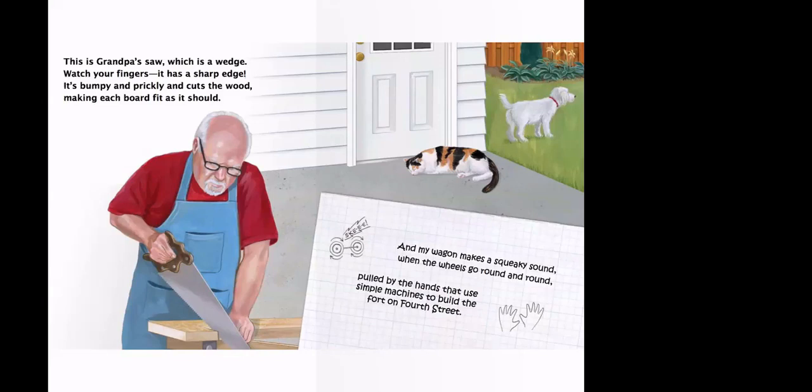So let's see. My wagon makes a squeaky sound when the wheels go round and round, pulled by my hands that use simple machines to build the fort on 4th Street.